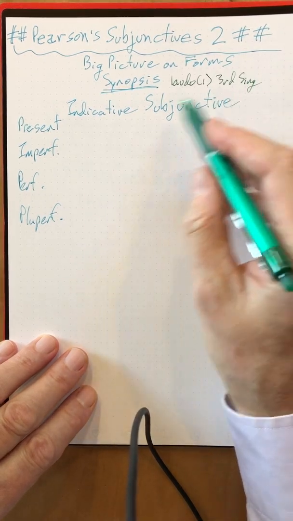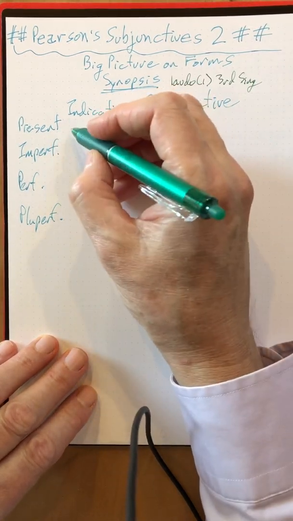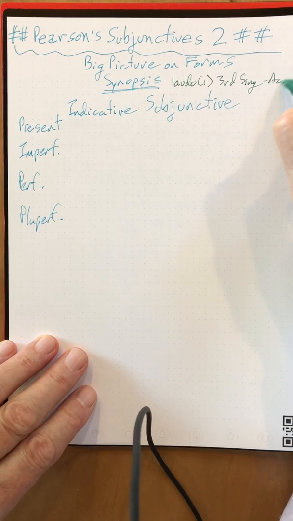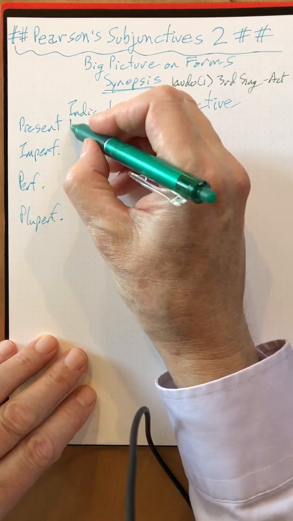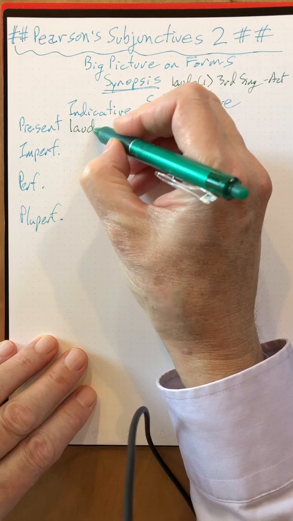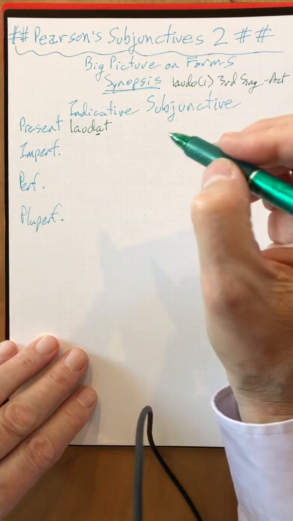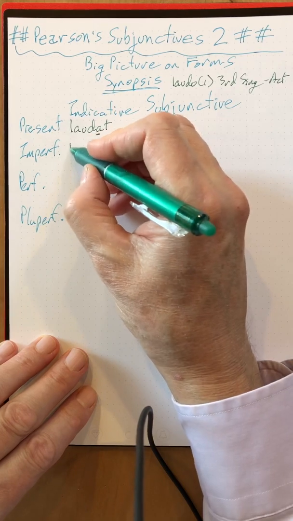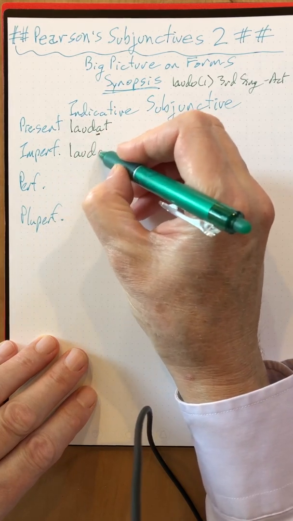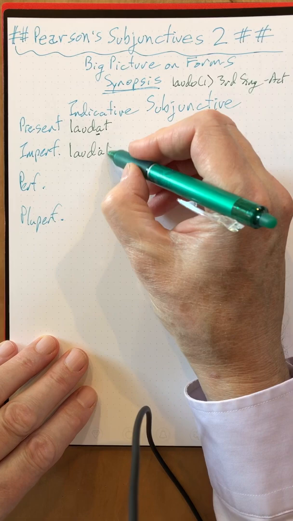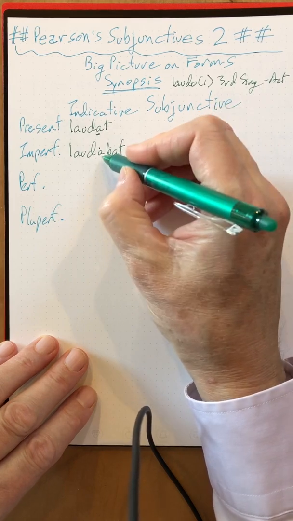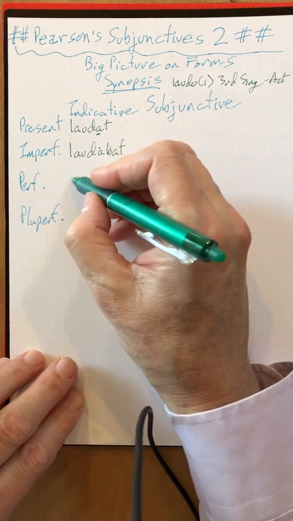So third person singular of laudo, the present active. Oh yes, active. Got to have the voice. This is going to be laudat. Wonderfully reliable first conjugation, A. This is going to be lauda, bat. The A of the first conjugation, BA, very reliable.